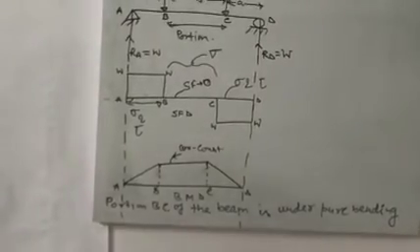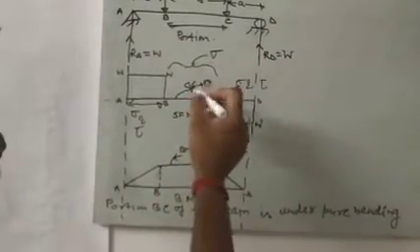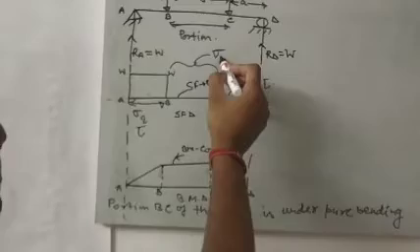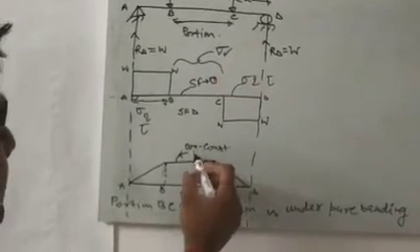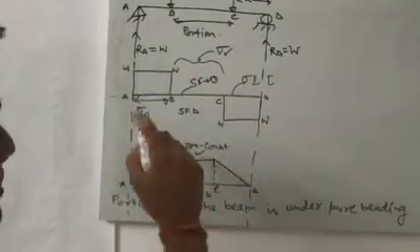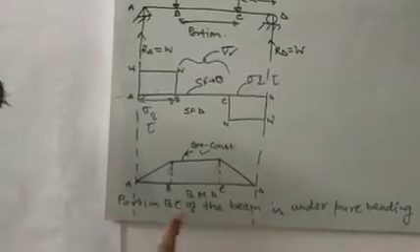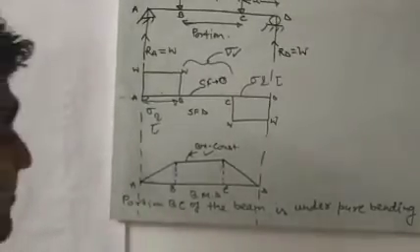Right? So this is our objective. We are going to establish a relation between this normal stress, the constant bending moment and the geometry of the cross section of the beam. Right?